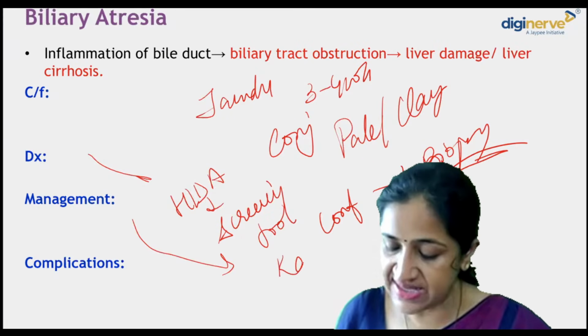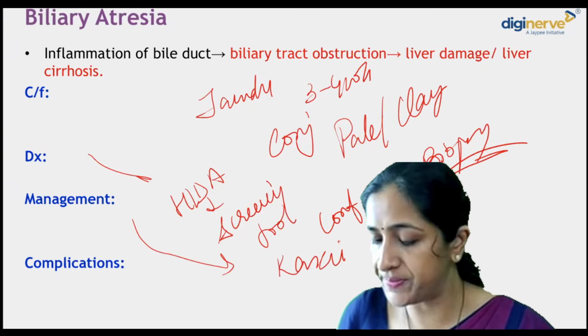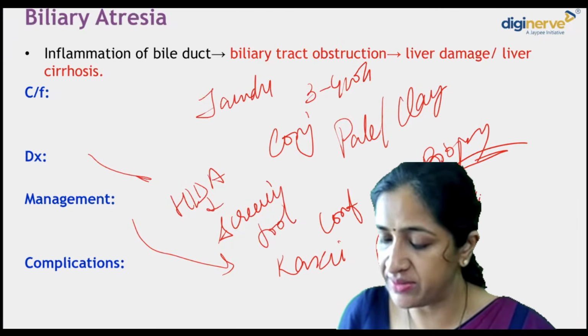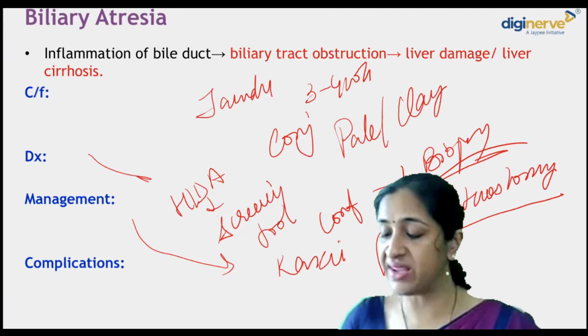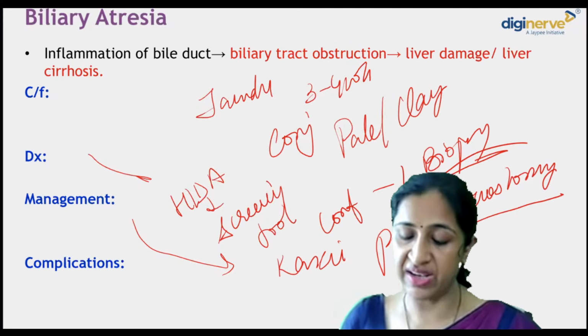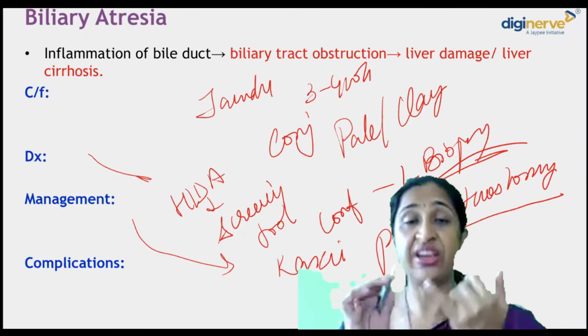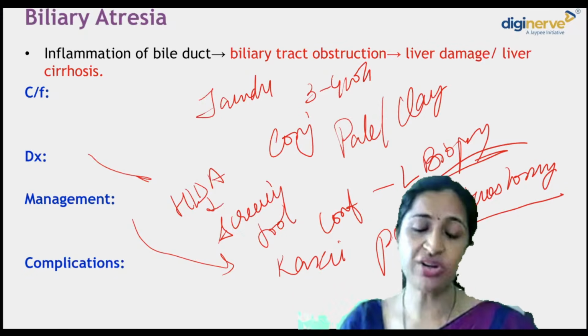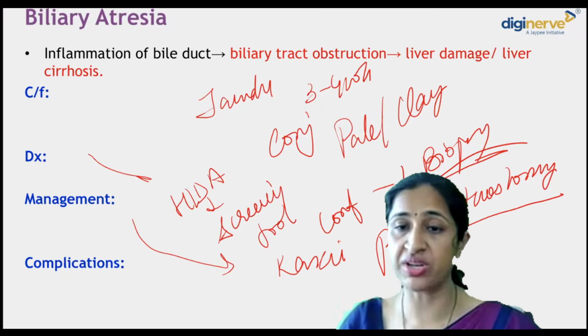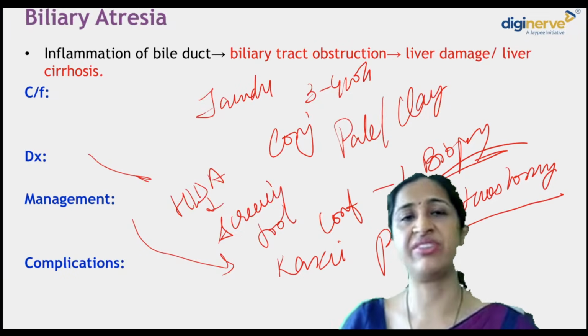Management is Kasai's portoenterostomy, followed by the corrective surgery like liver transplant later on. Complications, if not done earlier: liver cirrhosis, portal hypertension, ascites, liver failure and death.